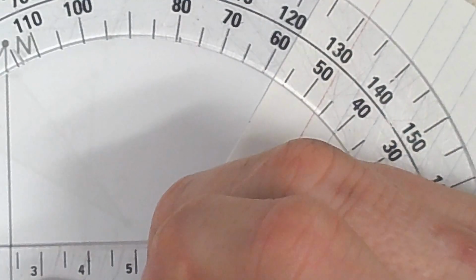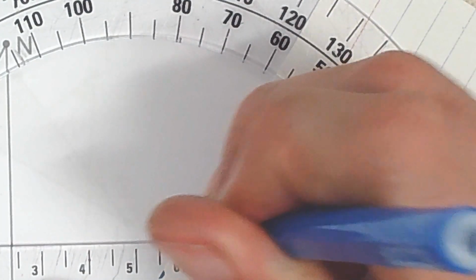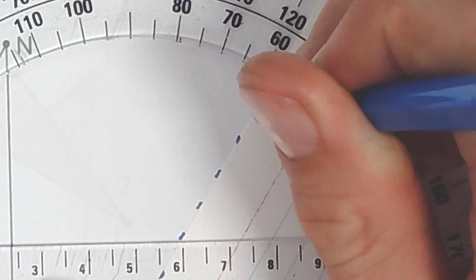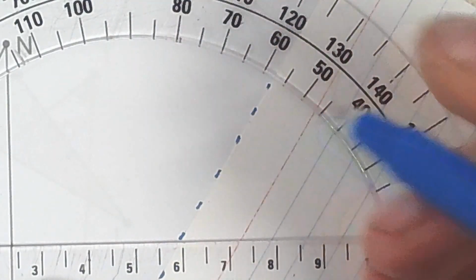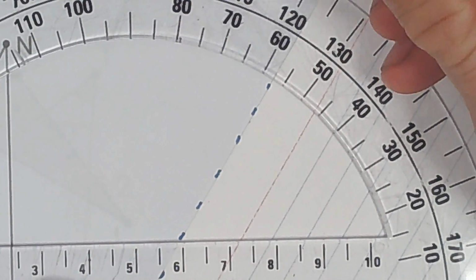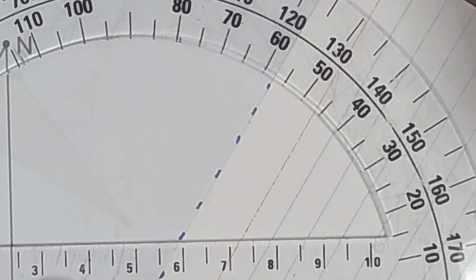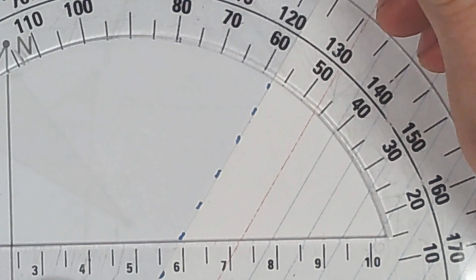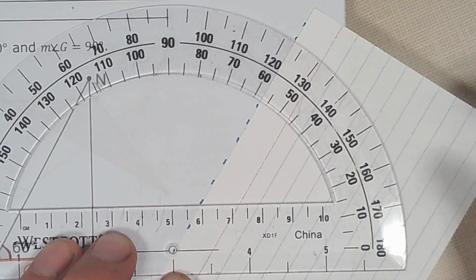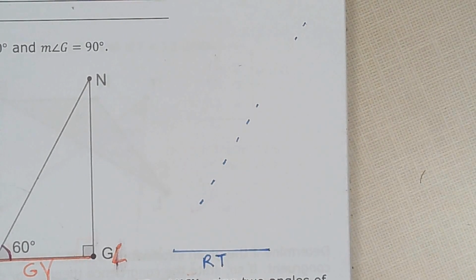I'm going to put some dash marks here because I don't know how long this has to go, because I didn't measure that line. I just used side angle side. Okay, and I'm going to continue past it like that, so you can see that's going to be my line right there.